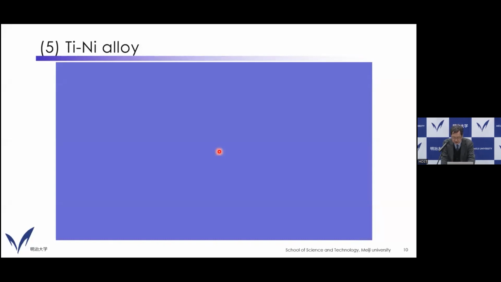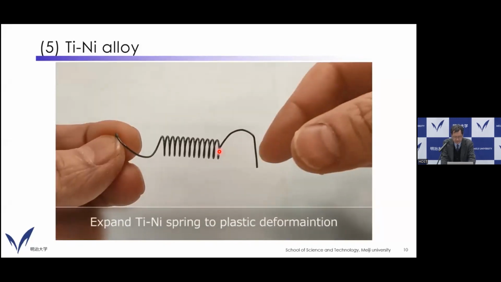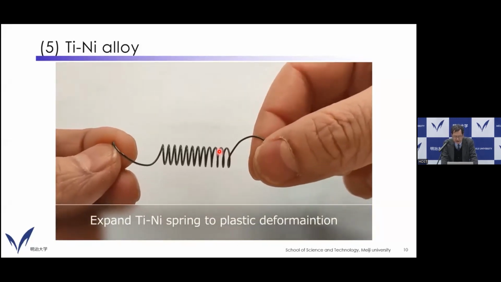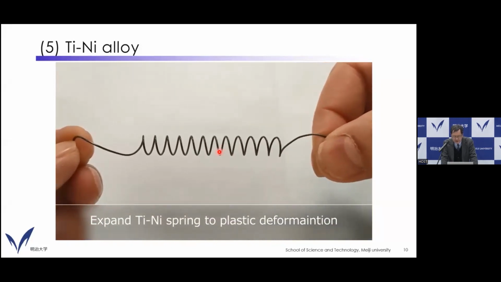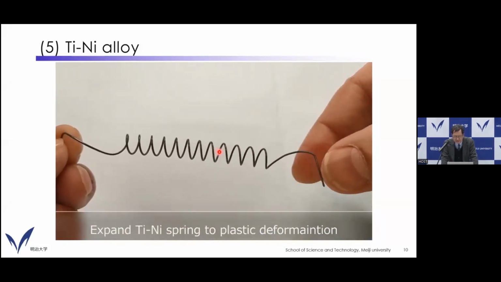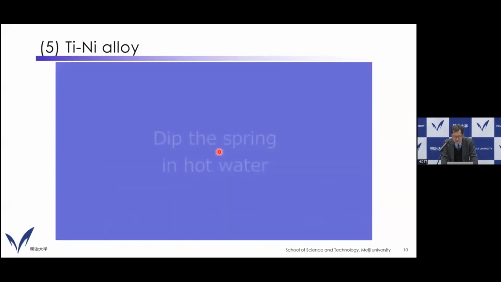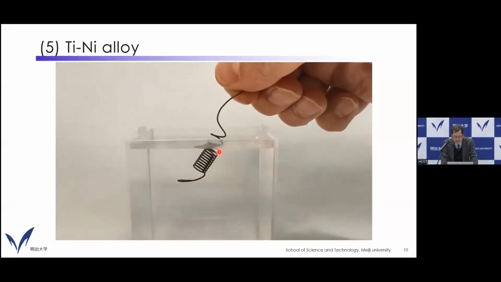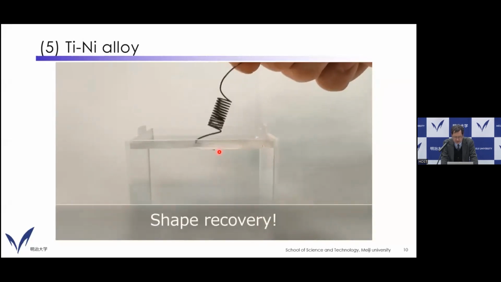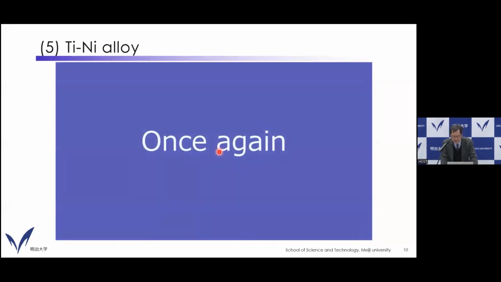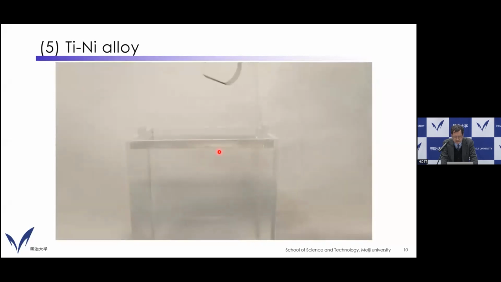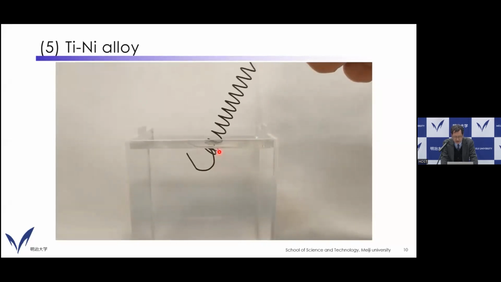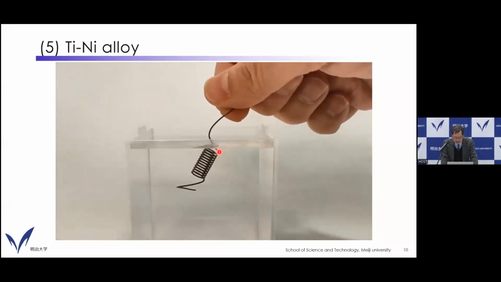The fifth specimen is a spring made of titanium nickel alloy. I expand it until plastic deformation again. You can see the residual elongation again. I dip it in the hot water and then you can see the shape recovery of it. Once again. You can see the shape recovery like this.